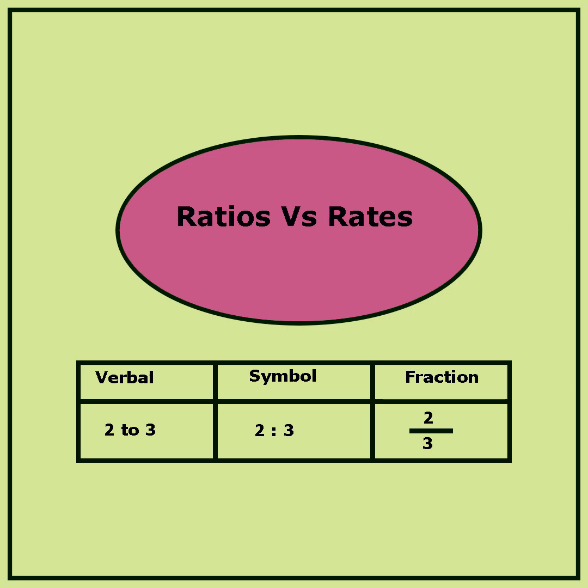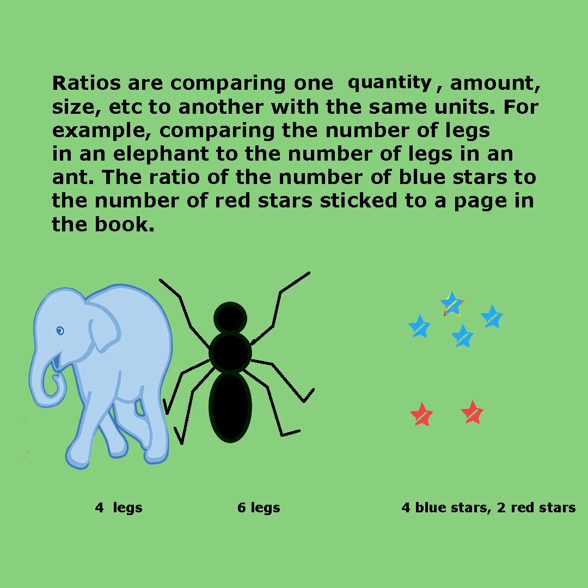Ratios versus rates. Ratios compare one quantity, amount, size, etc. to another with the same units. For example, comparing the number of legs in an elephant to the number of legs in an ant, or the ratio of the number of blue stars to the number of red stars stuck to a page in the book.